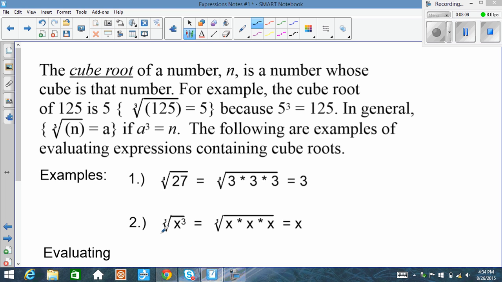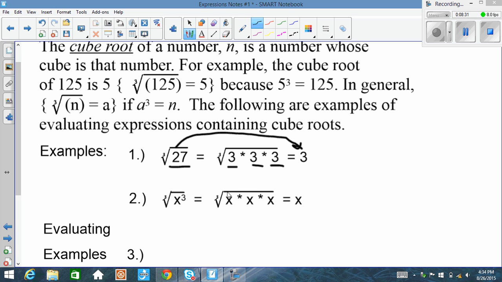So when we look at things like the cube root of 27, you're asking yourself, what number times itself 3 times in a row is going to give you 27? So the number that works is 3: 3 times 3 is 9, times another 3 is 27. So therefore, the cube root of 27 must equal 3. Likewise, if it was x cubed, that means x times x times x. So what number times itself 3 times is x cubed? X. So therefore, the cube root of x cubed is just an x.